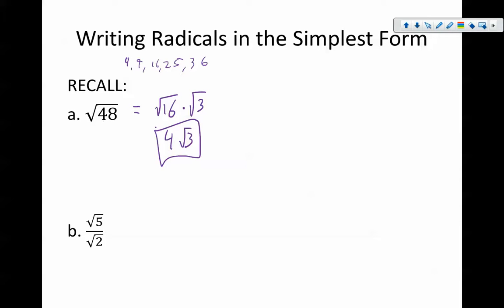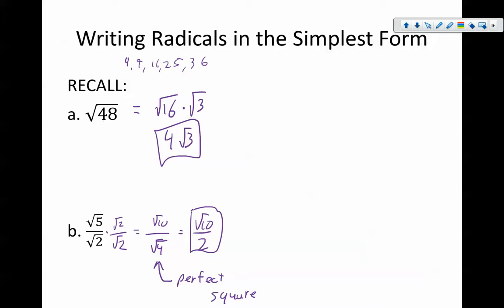Okay? Now, we're going to do this same thing, but we're going to do it with cubes and 4th powers and 5th powers here in just a second. Part B, also recall that you're not allowed to have a radical in the denominator. And the idea was that we multiply the root by itself so that we ended up with a root in the denominator that was a perfect square. And the reason why that was important is because when we took that perfect square, we ended up with a number that wasn't a root anymore. So that would give us our final answer.